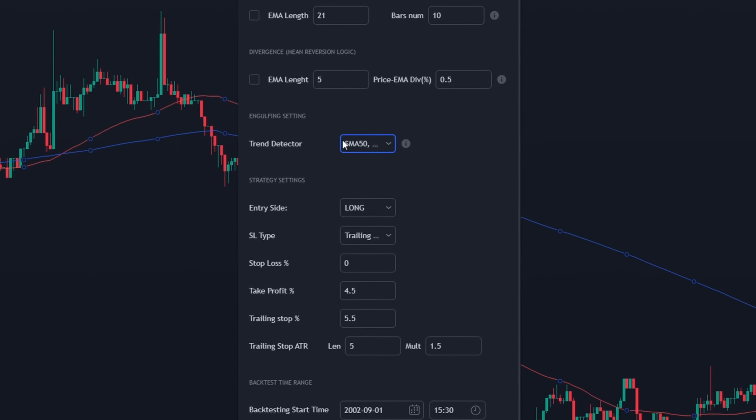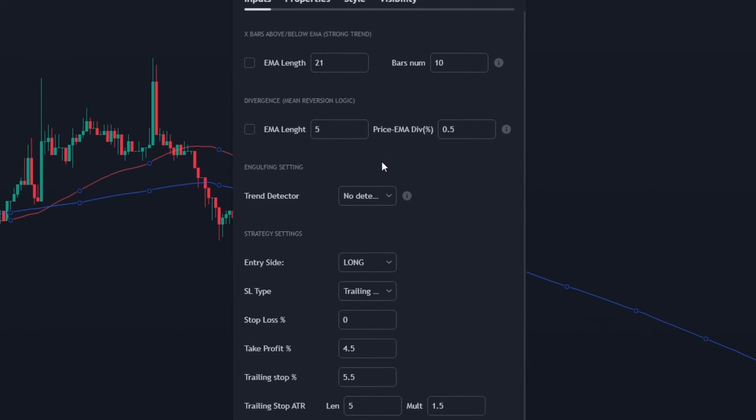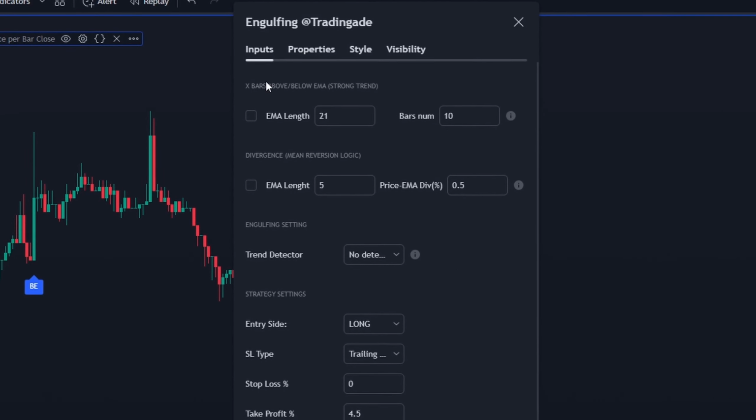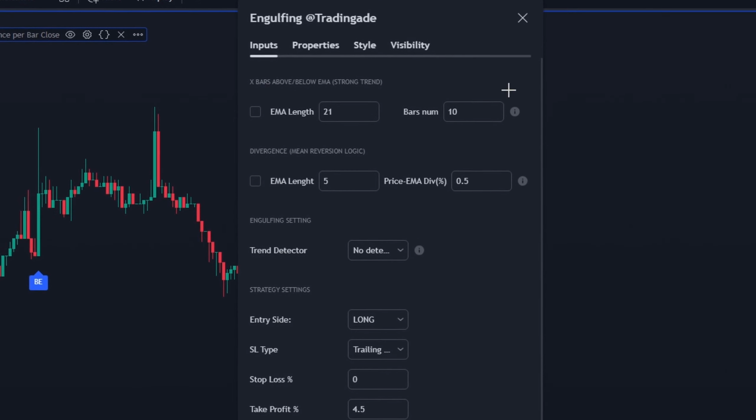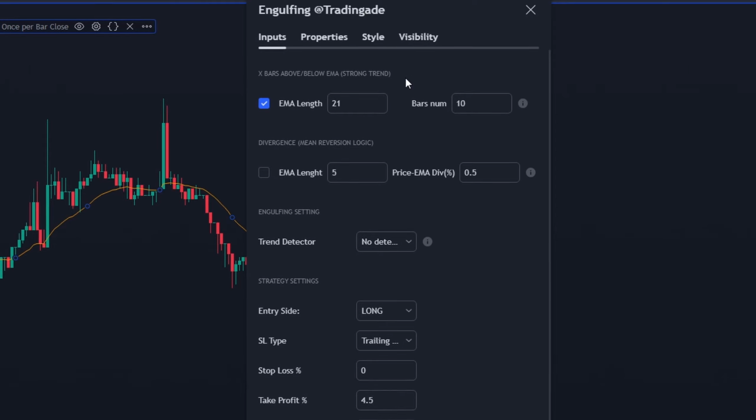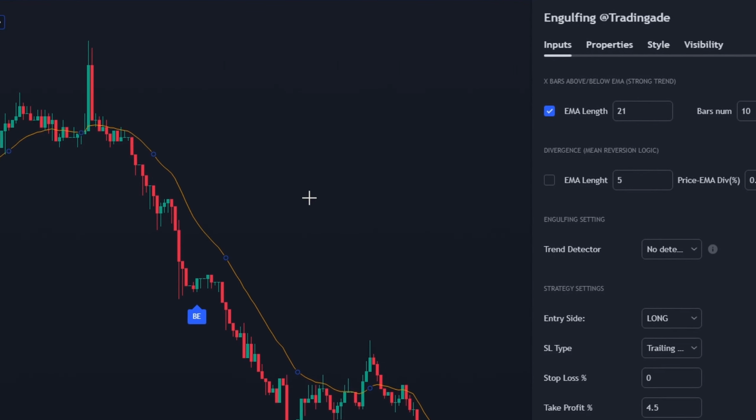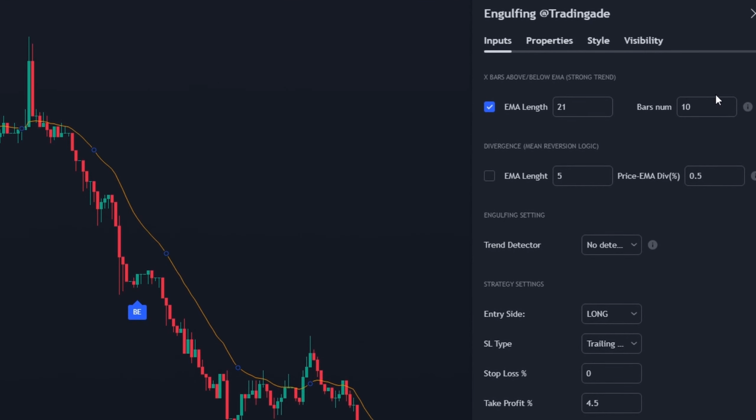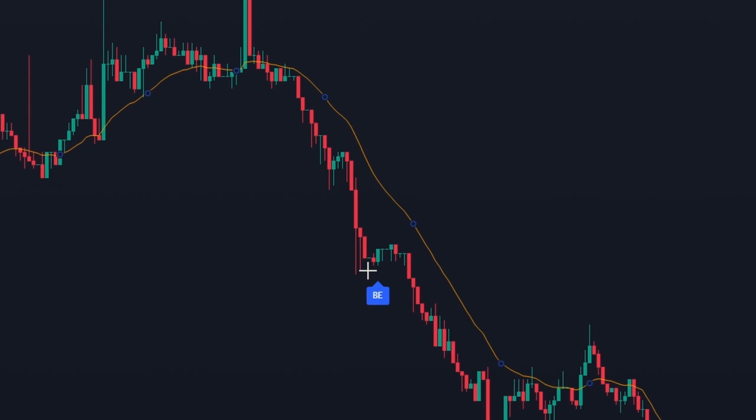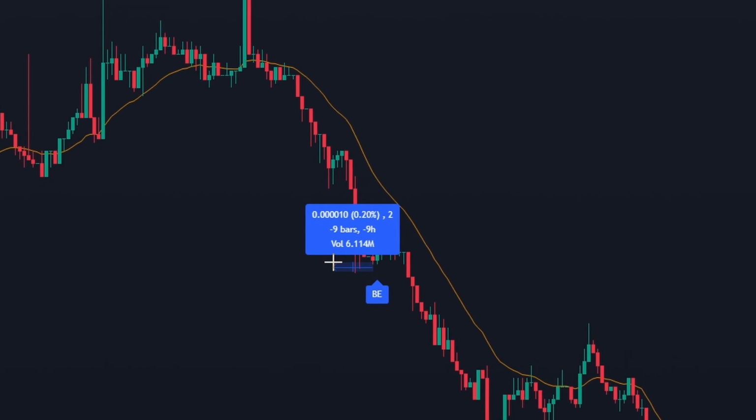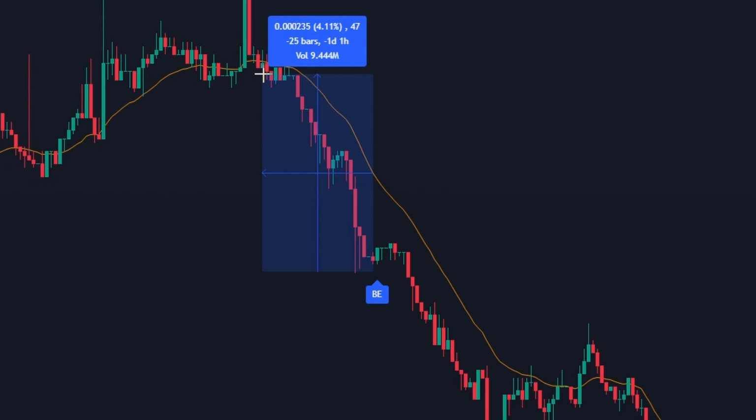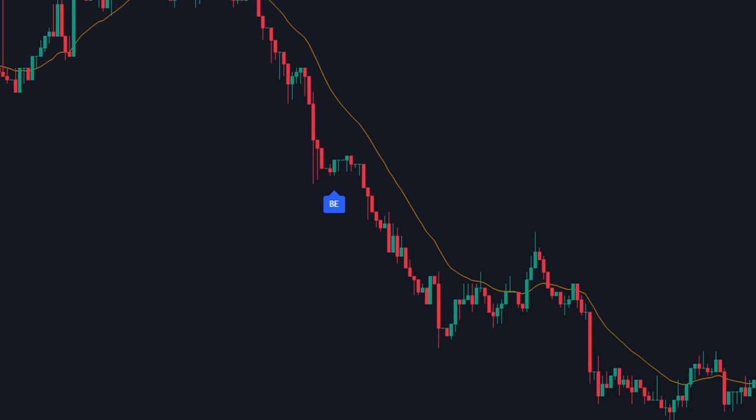In addition to that, with no detection we disable this trend filter. I created these two filter conditions. The first is calculated on the exponential moving average, and it detects bullish engulfing only if there is this number of bars below the moving average. As you can see here, the entry condition is valid only if we have 10 bars below. Here we have about 25 bars below the exponential moving average.